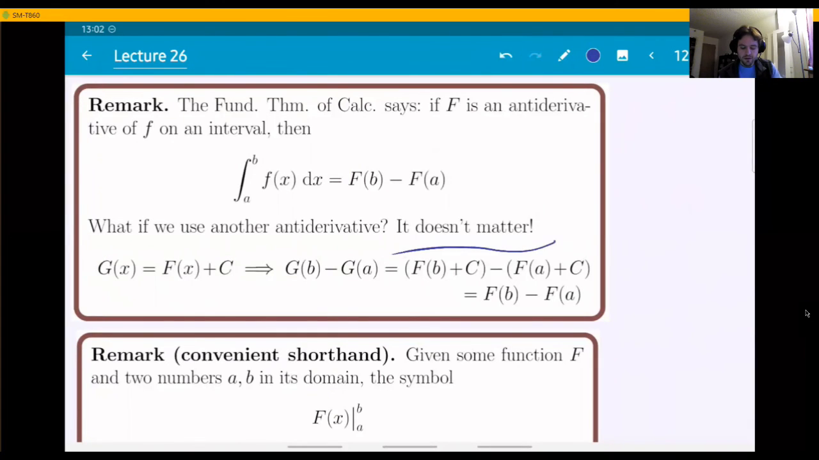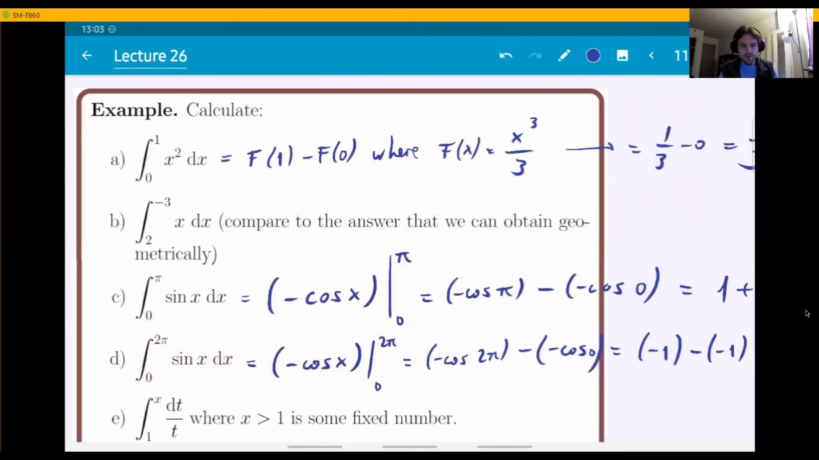The answer is it doesn't matter, because when you do this calculation here, the plus c's will go away anyway. So in other words, if you do g of b minus g of a, where g is big F plus c, then because of this minus sign, the c's go away. You still have the same thing as big F of b minus big F of a. So yeah, let me go back here. When we use the antiderivatives, for example, I told you antiderivative of sine is minus cosine. What if we use minus cosine plus 2? That's also an antiderivative. Doesn't matter. You don't need to add this plus c here because it's going to go away anyway when you do the minus. So that's one remark.